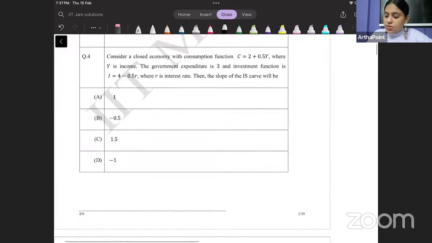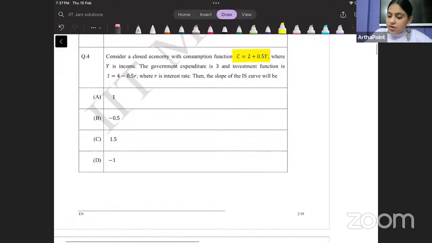Consider a closed economy with the consumption function C given, where y is income, the government expenditure is 3 and investment is this.